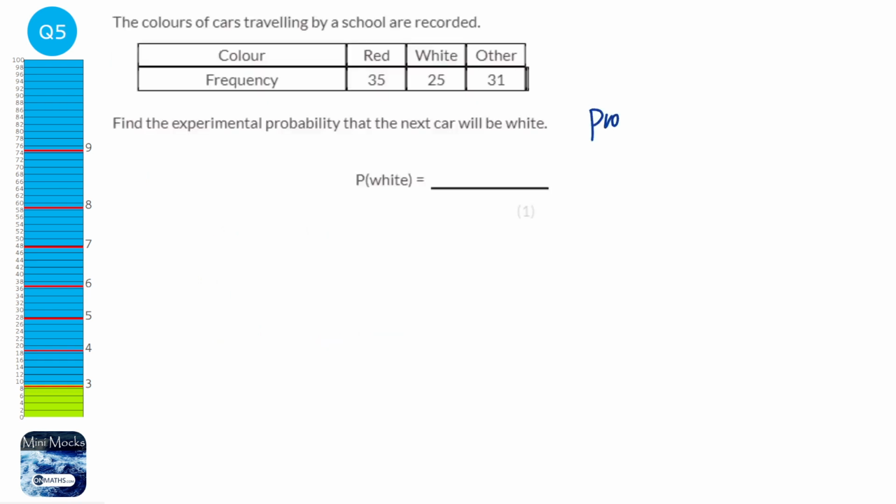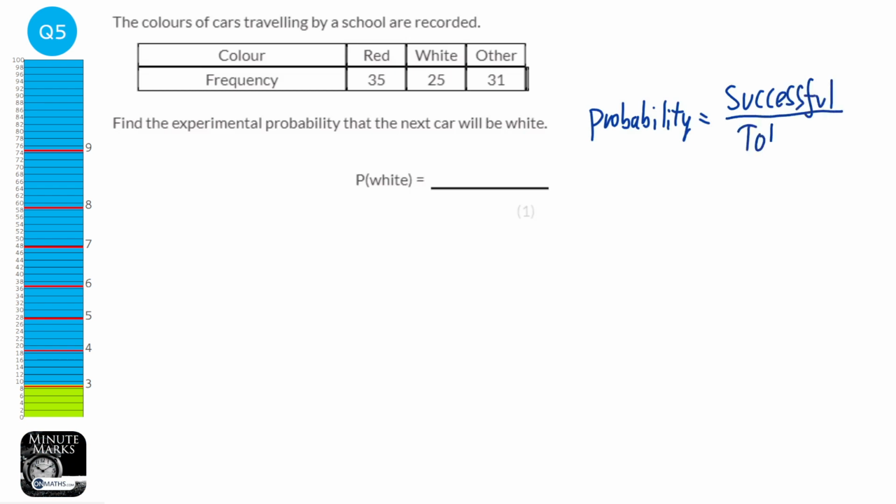The experimental probability is the successful outcomes divided by the total number of outcomes.